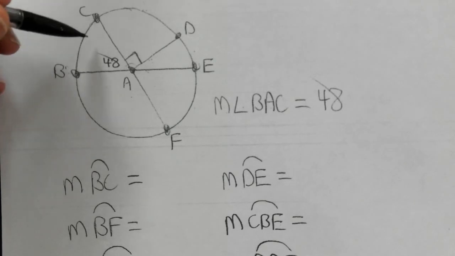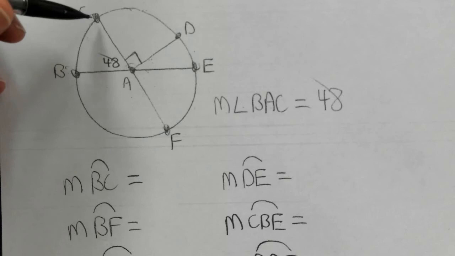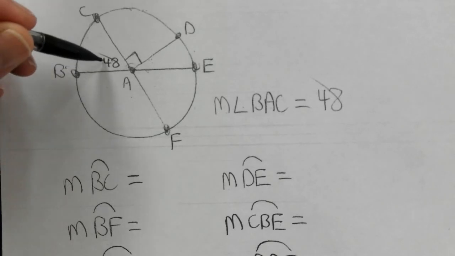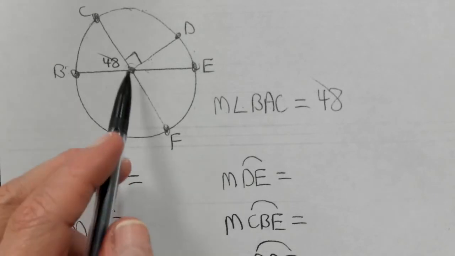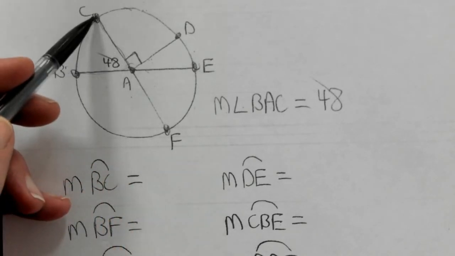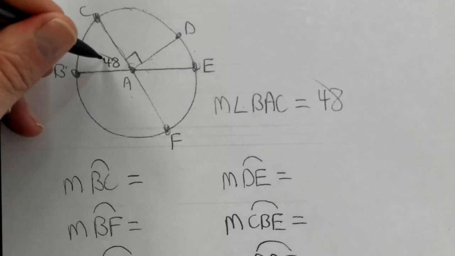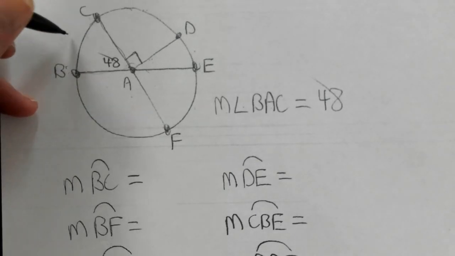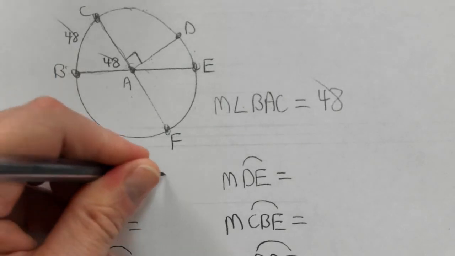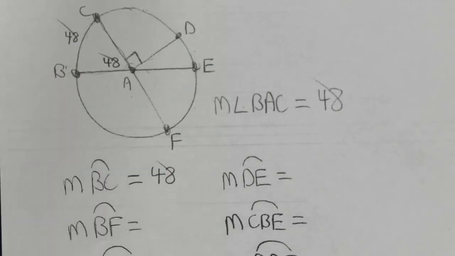Now remember the statement that we just looked at, right? The measure of the arc is the same as the measure of its central angle. And so this 48 that we were given actually goes to that arc BC. So if the central angle is 48 degrees, then how much is the arc? Also 48 degrees is the right answer. All right, so there you go.